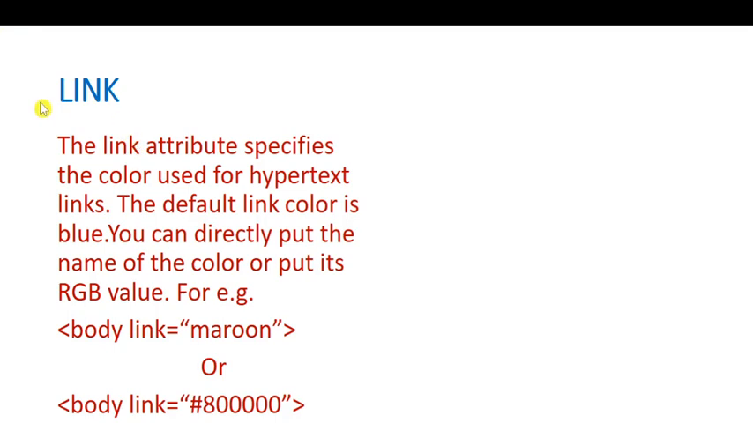Next we see the link attribute. The link attribute specifies the color used for hypertext links. The default link color is blue. You can directly put the name of the color or put its RGB value, in a similar fashion to what we used in BG color. For example, body link equal to maroon, or body link equal to the RGB value.